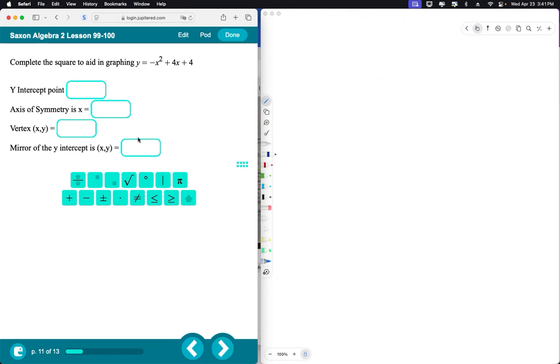All right, we've got 3 more, including this one. So first point is 0, 4, because that one's easy. It's just this right here. All right, so let's complete the square. Y is equal to, we've got another negative, plus 4x plus 4. Let's get rid of the negative. So negative y is equal to x squared minus 4x minus 4.